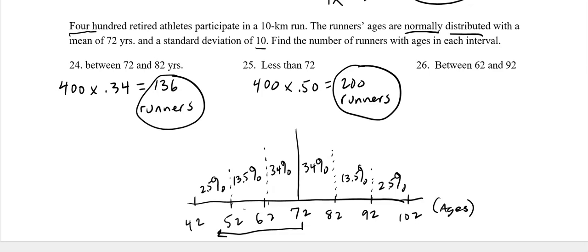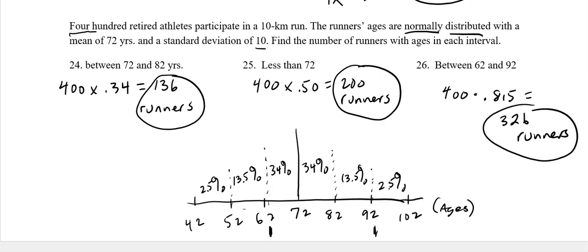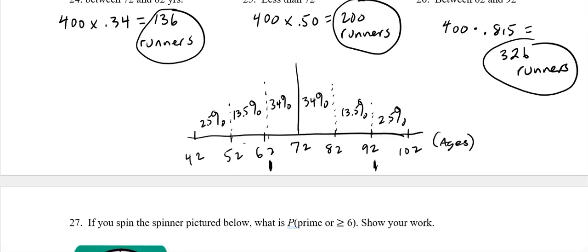And then finally, using the same normal distribution, the number of runners that are between 62 and 92, so that's 34 plus 34 plus 13.5, that's 81.5% of the runners, so 400 times 0.815, see how many runners that is. And that's 326. All right, so there's your standard normal curve problems.